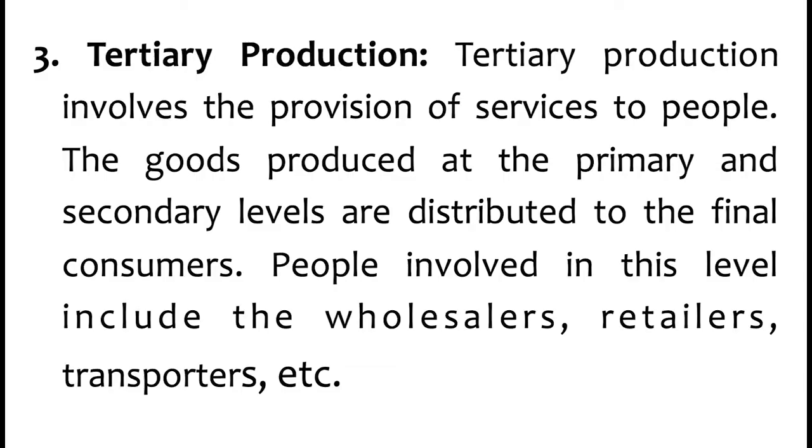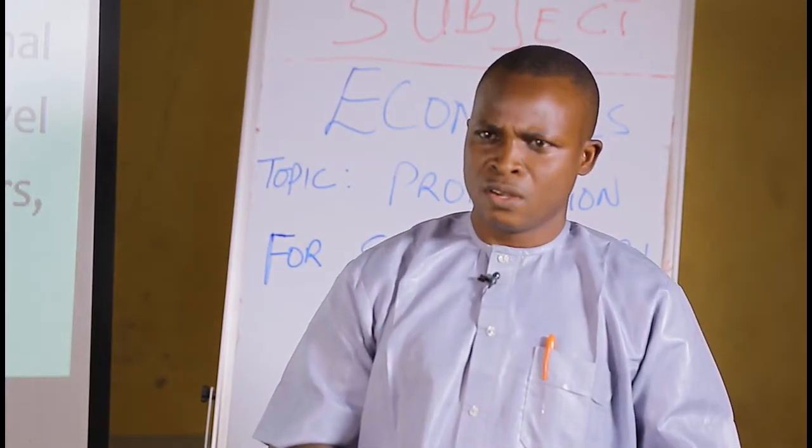Number three, we have the tertiary production. Now, the tertiary production involves the provision of services to people. The goods produced by the primary and the secondary production are combined together or are distributed to people that need them. People involved in this level of production include the wholesalers, the retailers, the transporters, among others. These are the types of production we have.